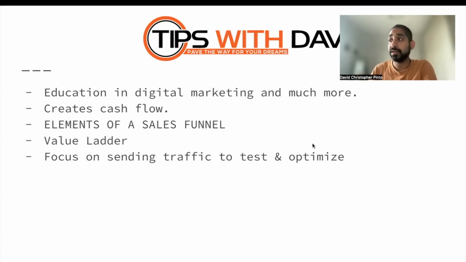Elements of a sales funnel. What is a sales funnel, guys? Why do we need to have a sales funnel in affiliate marketing? What is a value ladder? This is the main core element of this whole entire training. And then after you have all these things in place, all you need to do is focus on sending traffic to test and to optimize. And as you optimize, you will attract a different kind of customers. Like I attract a different kind of audience, you will attract a different kind of audience just because the personality is different. Maybe your style is different. So that's why you need to test and optimize according to what suits you the best.